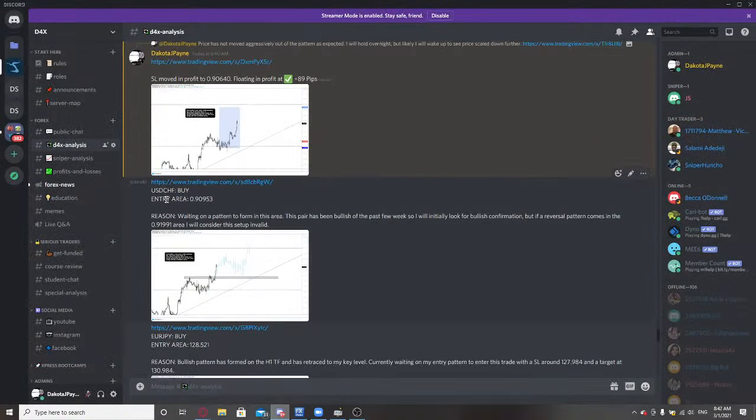And then this new setup here, so my buy area is 0.90953. Waiting on a pattern to form in this area. This pair has been bullish for the past few weeks, so I will initially look for a bullish confirmation. But if a reversal pattern comes at the 0.91991 area, I will consider this setup invalid.